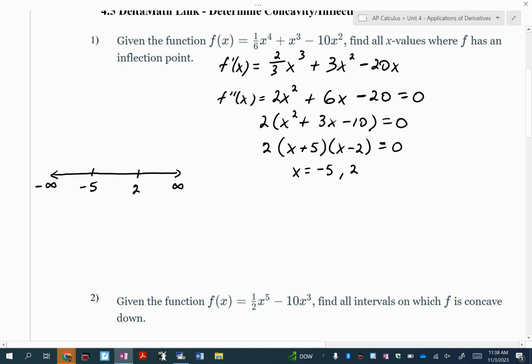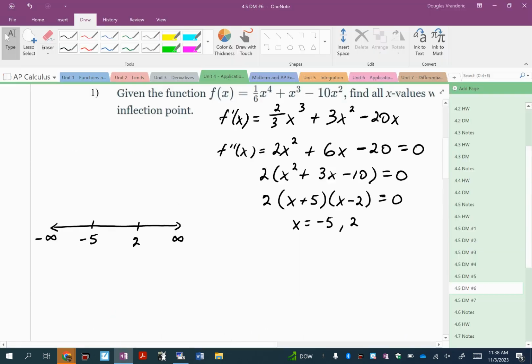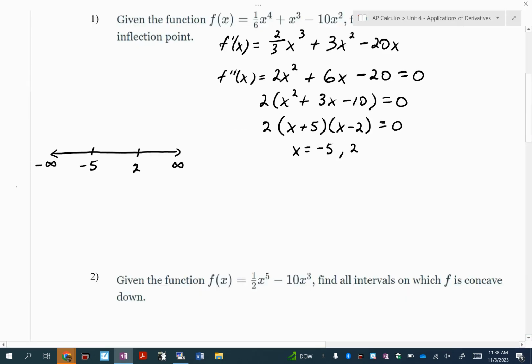Okay? Let's do our test points. What test point am I going to use first? I'm going to use negative 6. What about in between negative 5 and positive 2? I'm going to use 0. You can totally use 1. Use 1 if you want. I'm going to use 0. Okay? And then to the right of 2, I'm going to use 3. But you could use anything you wanted to the right of 2.